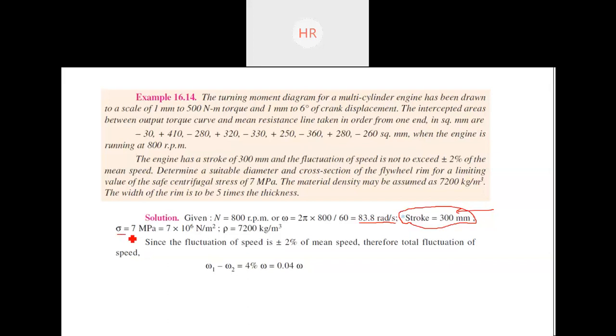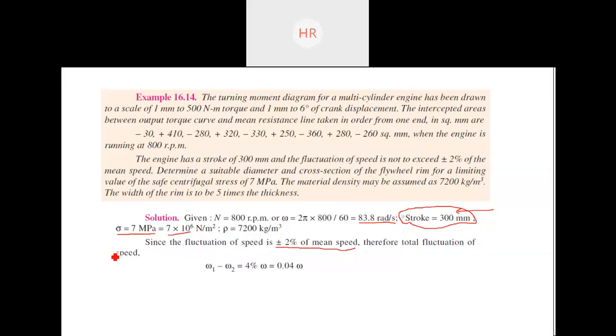Sigma, the hoop stress is 7 megapascal. So you can write 7 into 10 raised to 6 Newton per meter square, and density is 7200 kg per meter cube. Another data, since the fluctuation of speed is plus or minus 2% of the mean speed, plus or minus 2% of mean speed.